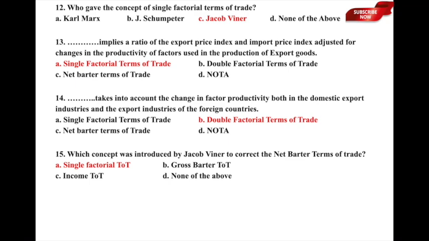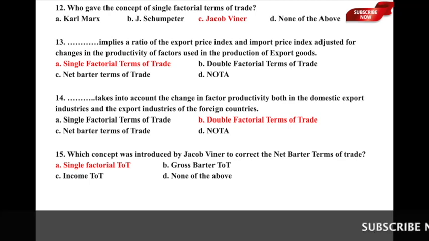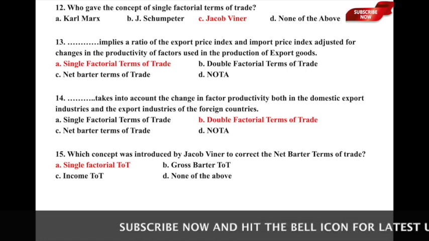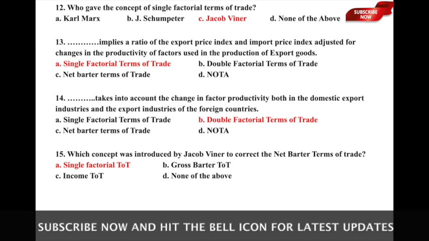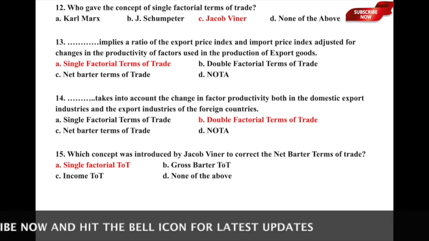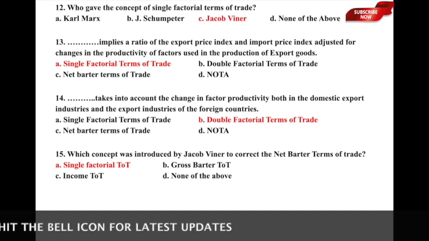Which concept was introduced by Jacob Viner to correct the net barter terms of trade? In order to correct the problems associated with net barter terms of trade, Jacob Viner introduced the concept of A, single factorial terms of trade, B, gross barter terms of trade, C, income terms of trade, or D, none of the above. Even in question number 12 we have seen who gave the concept of single factorial terms of trade. It was Jacob Viner. So option A, single factorial terms of trade, is the correct answer to this question.